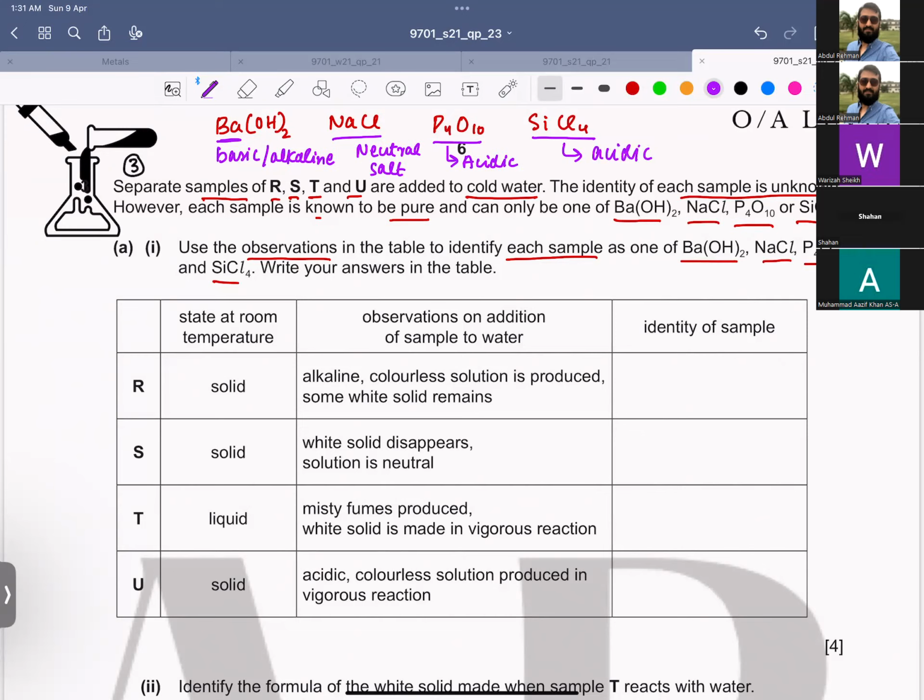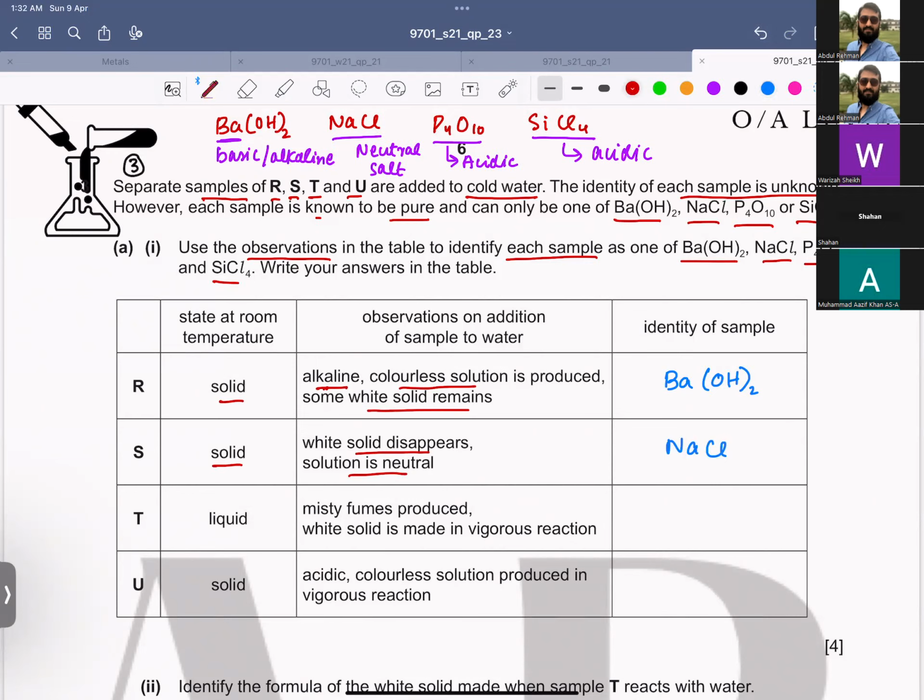So the first one is a solid, alkaline, colorless solution is produced, some white solid remains. As out of these four only one compound is alkaline, which is barium hydroxide, I would write the formula or the name of barium hydroxide over here. Is this understandable? Now again I have a solid. White solid disappears, solution is neutral. So the neutral compound that we have is sodium chloride. So I would write its formula over here.